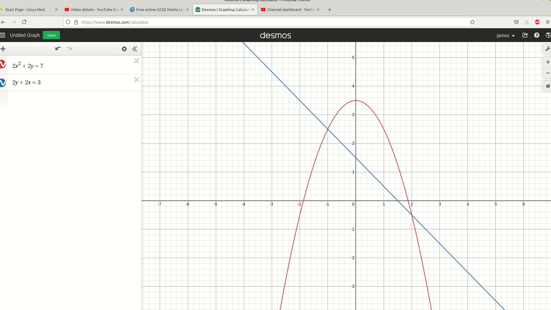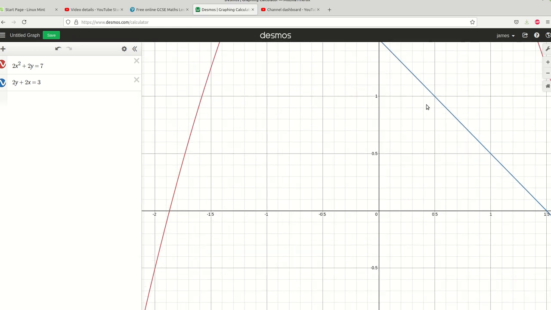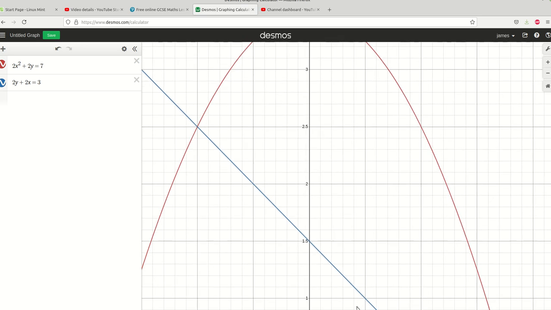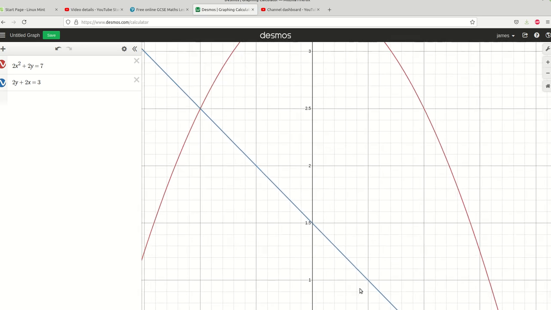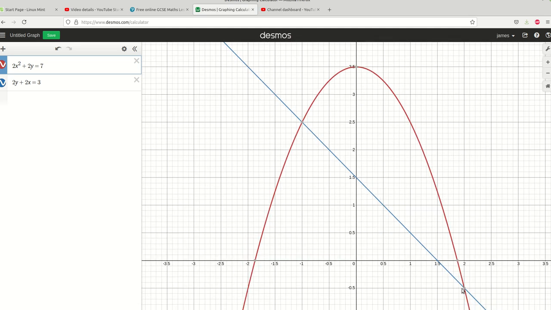Now if I zoom in, we might be able to see that, yeah, one of the points there is this one here. x is -1 and y is 5/2, and the other point is down here, and at that point we've got x is 2 and y equals -1/2.